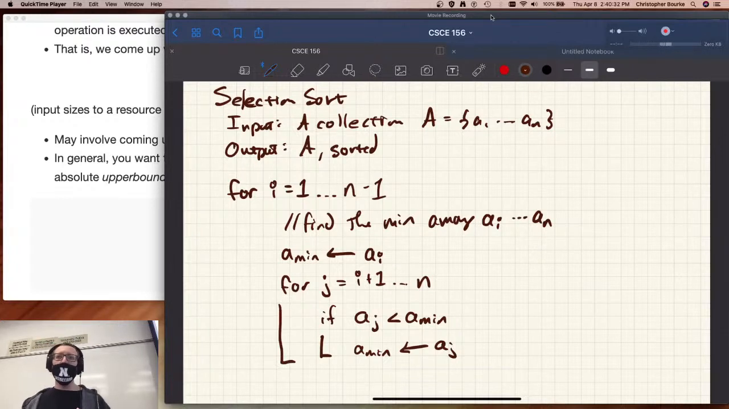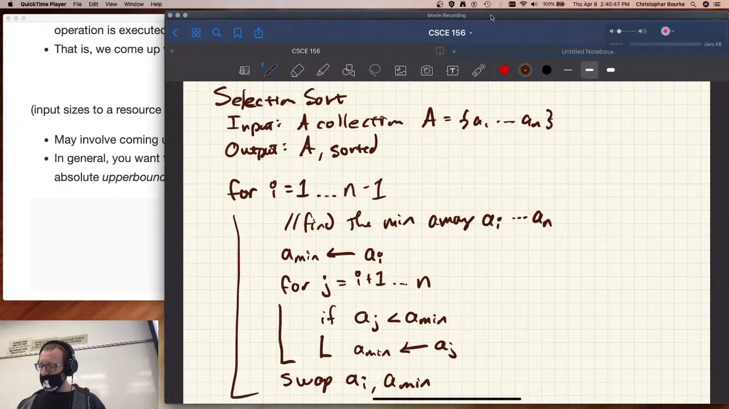After we've found the minimum, where do we put it? We swap it. Here's the minimum. Here's the ai element. All we have to do is swap those. For that, I'm just going to use plain old English: swap a sub I and a min. Okay. There's our pseudocode for selection sort.